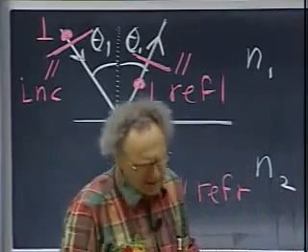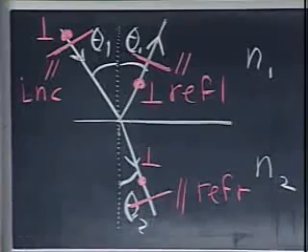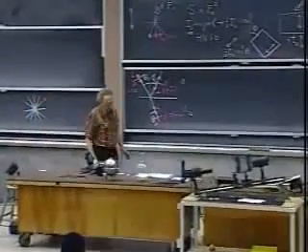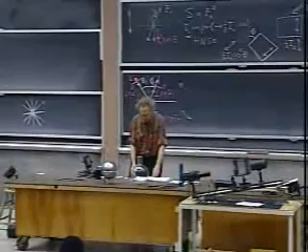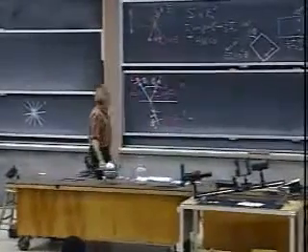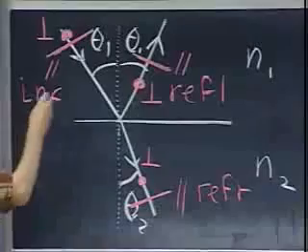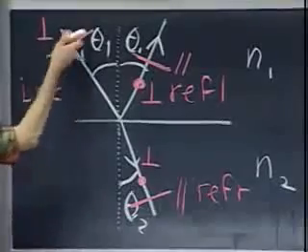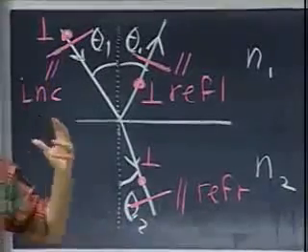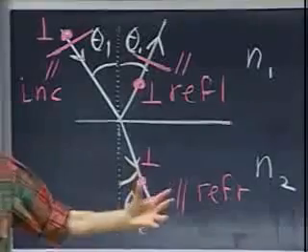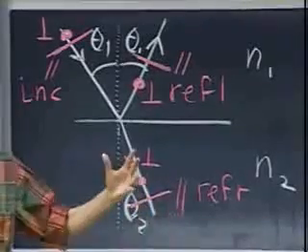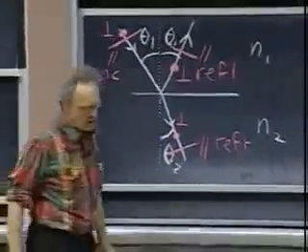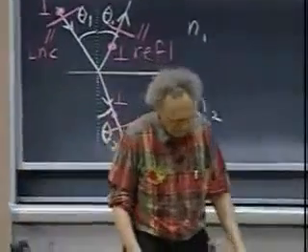The incident light is not polarized in this sense. So if you average, then there is no preferred direction of the electric field. That means, then, that in this representation, the strength of this component and the strength of this component must be exactly equal. Because if one were stronger than the other, then it wouldn't be unpolarized. Then there would be, on average, a preferred direction. So this component has the same strength as that component for the incoming light.